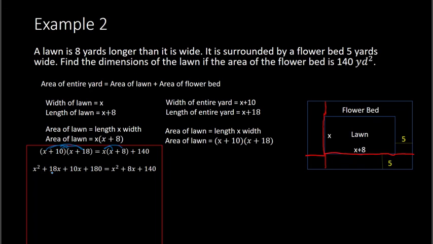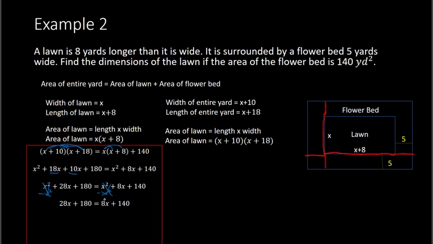Now we can simplify. 18x plus 10x would give me 28x. And then I can bring the x squareds to the same side. So I can subtract x squared over here to bring it to the left. So I subtract over here as well. When I do that, the x squareds cancel on both sides. So I have 28x plus 180 equals 8x plus 140.